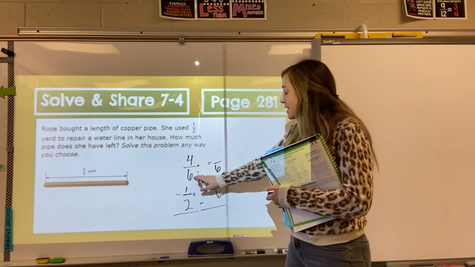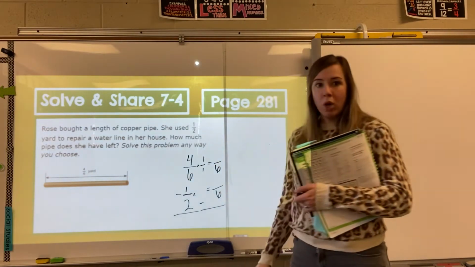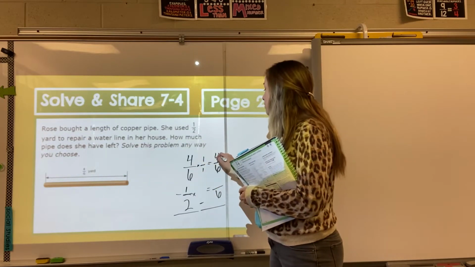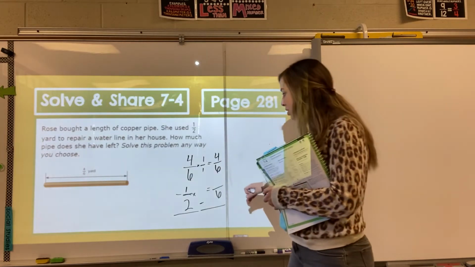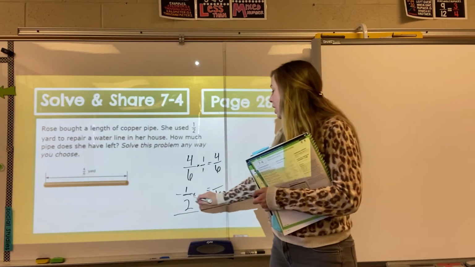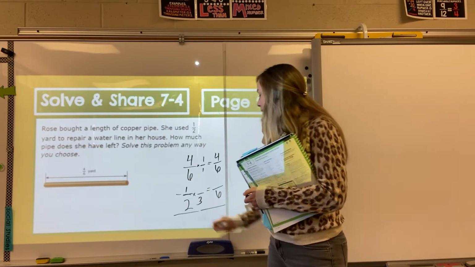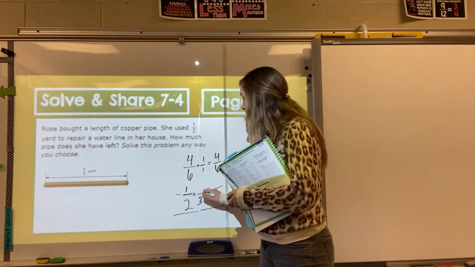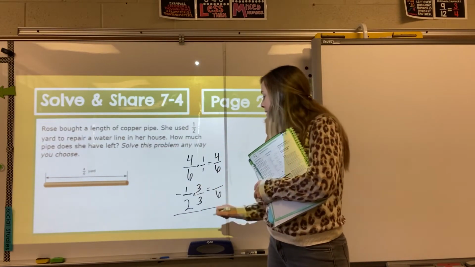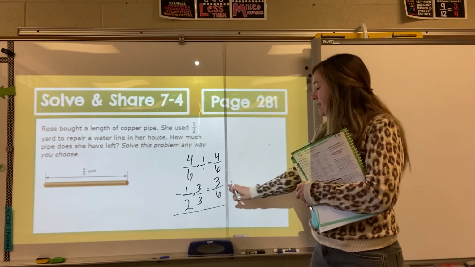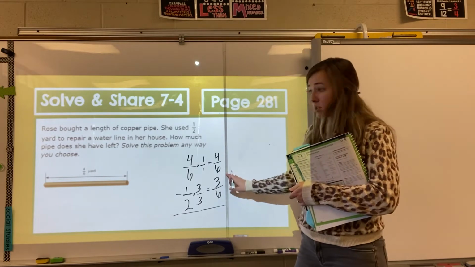Because I didn't change anything from this denominator to this denominator, it's like I'm multiplying it by 1/1. So 4 times 1 is 4. I didn't change anything with my numerator or denominator. Now over here, I have to multiply 2 by something to get to 6. So 2 times 3 is 6. What I do to the bottom number, the denominator, I have to do to the top number, my numerator. So 1 times 3 is 3. And so 1/2 with a denominator of 6 is 3/6. That makes sense because 3 is half of 6.